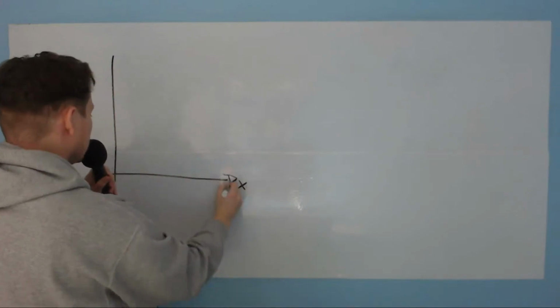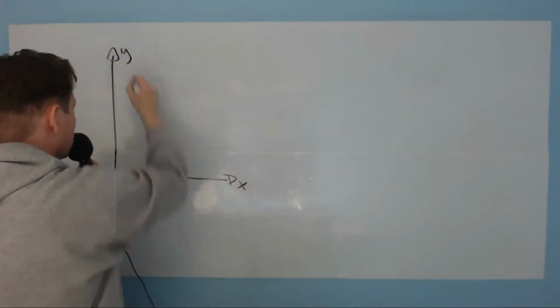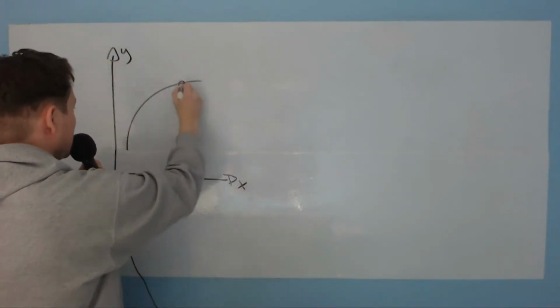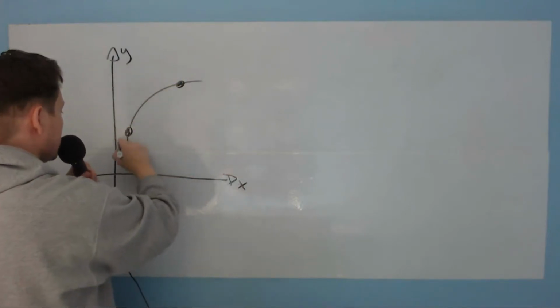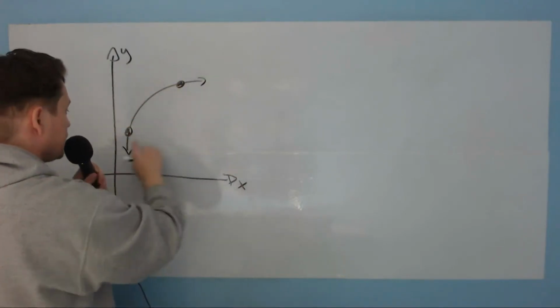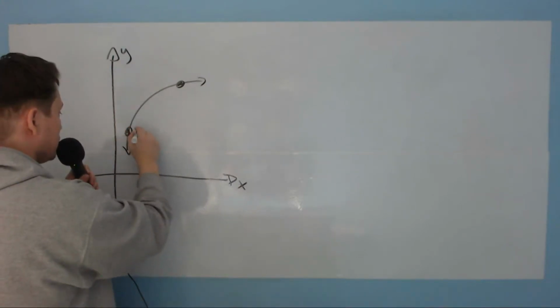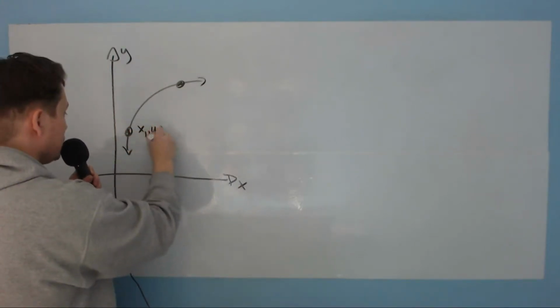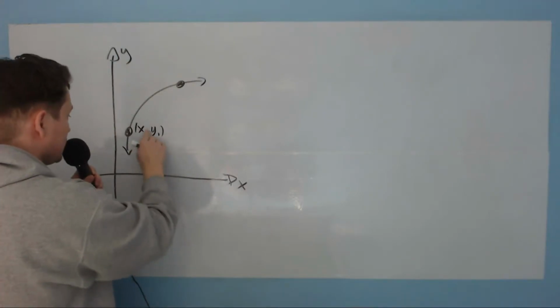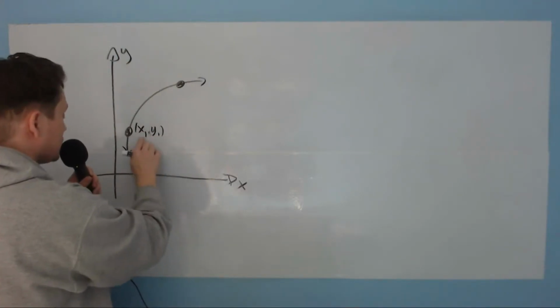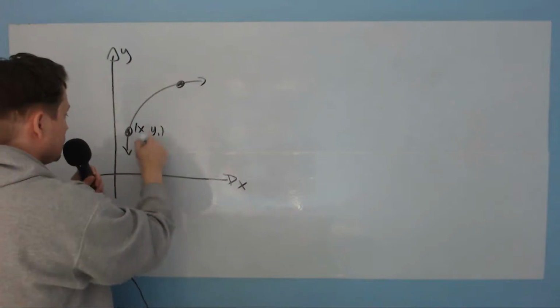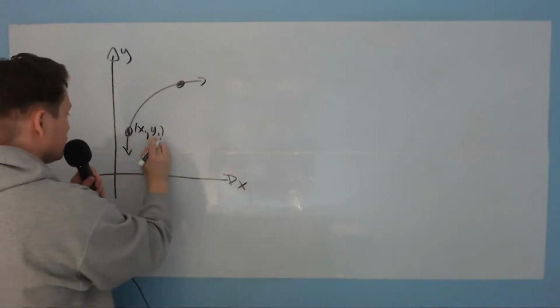So, imagine this picture. This is the x-axis, this is the y-axis, and then imagine I have a piece of curve, and let's label a couple of points. So this is a graph, and I have a couple points on it, and imagine the coordinates of this point are the following: x1, y1. So this is x1, comma, y1.